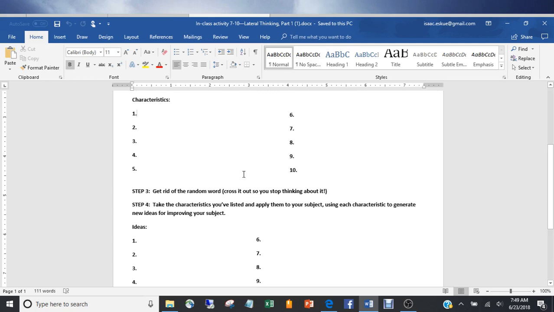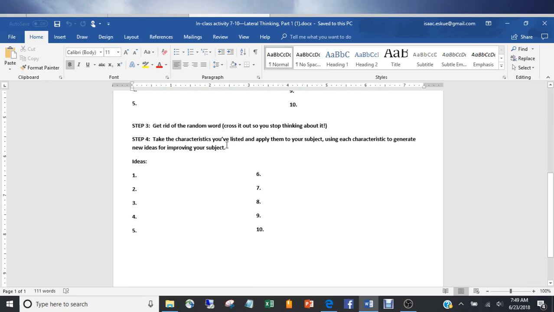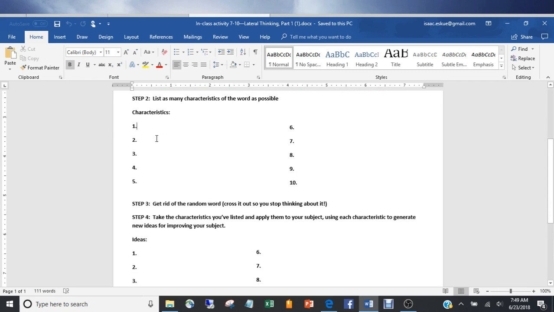And then we want to take those and bring back our problem, which is rush hour. Take that and then force these characteristics to generate new ideas about how to fix the problem of rush hour. And so, like in the video with the frog and the motorcycle that you saw, I want you to apply those characteristics.